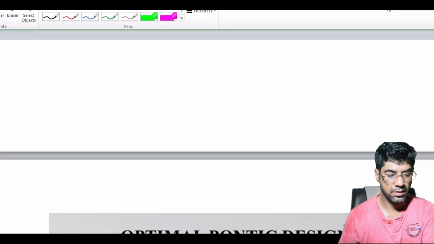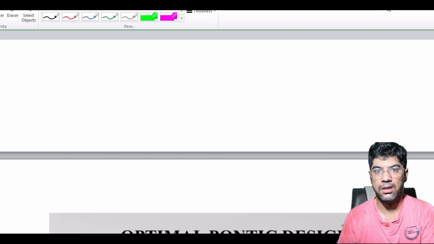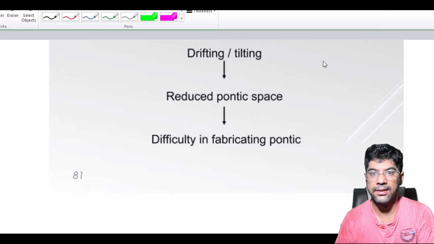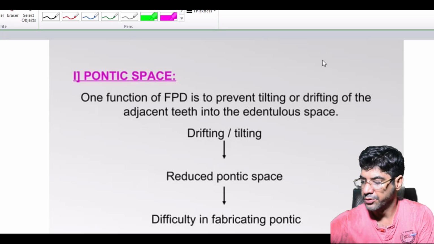Third is the occlusal load. The Pontic must be designed to withstand the occlusal forces and replicate the occlusal pattern of the replaced tooth. Now, what are the three major factors that affect the Pontic design? They are the Pontic space available, residual ridge contour and the anticipated occlusal load.